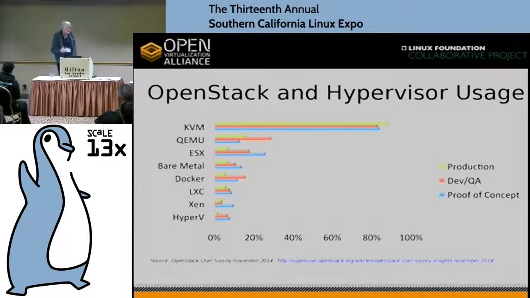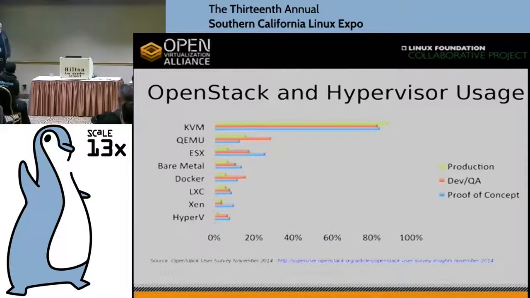Because quite often people are having multiple hypervisors that they use in their OpenStack cloud. So that accounts for that. One of the other interesting things is when you look at the comparison between proof of concept, dev QA, and production. KVM is about the same, and slightly more people are using it in production than have used it for proof of concept. With VMware's ESX, you'll see people have started off doing proofs of concept, and dev QA has dropped, and by the time it gets to production, they've decided actually they're going to go for something else.